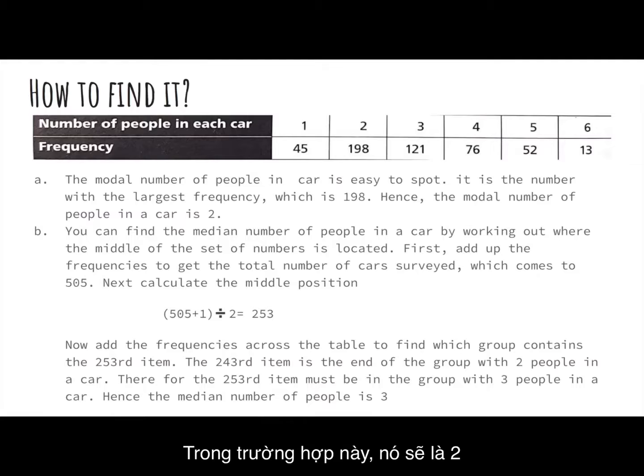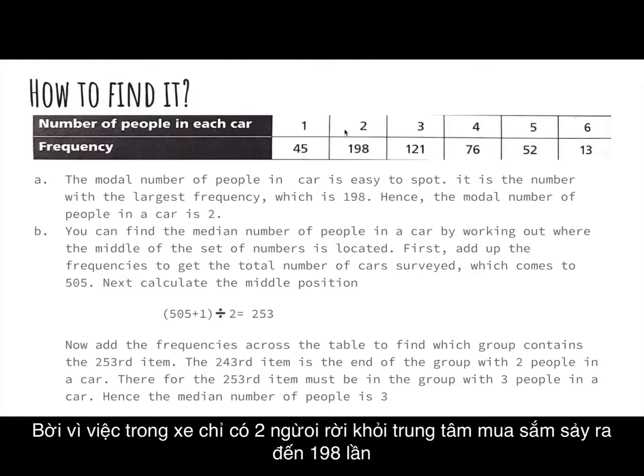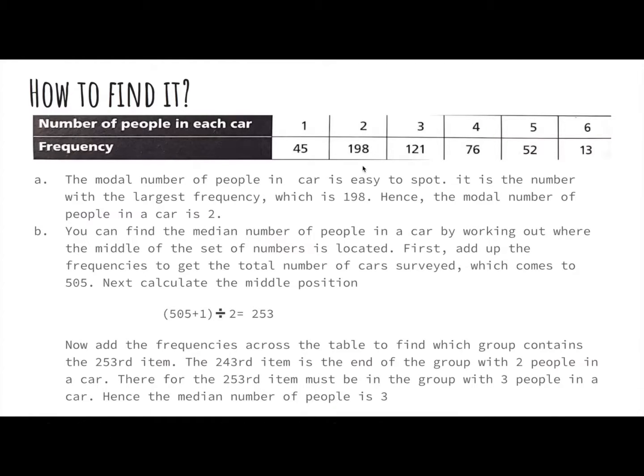As for this case, it is 2, because the number of people in each car is 2, happening 198 times. So therefore, the modal number of people in a car is 2.